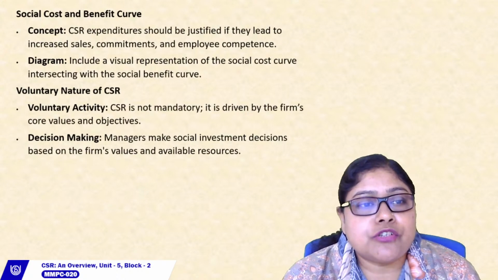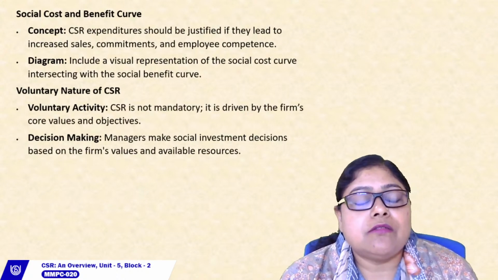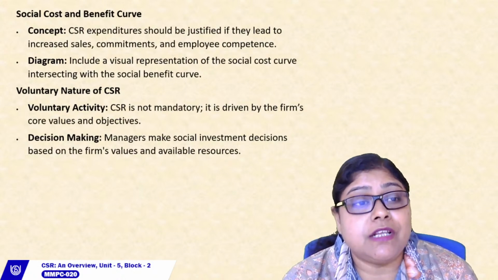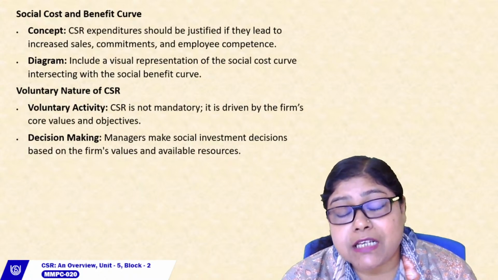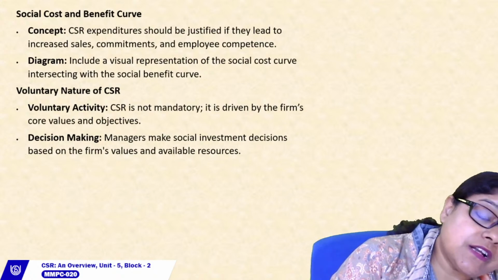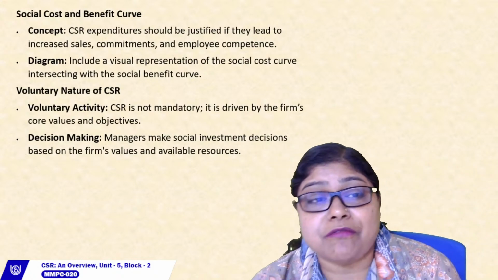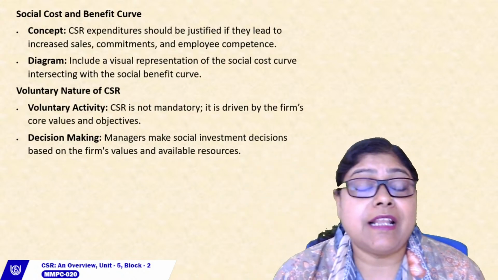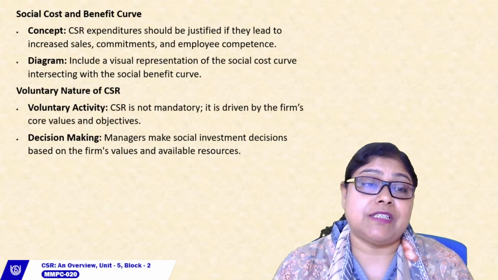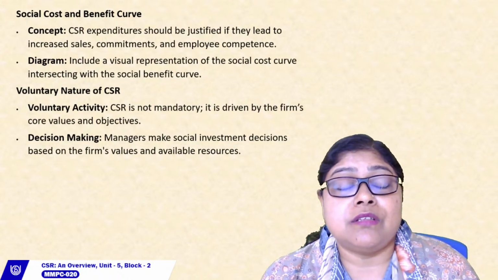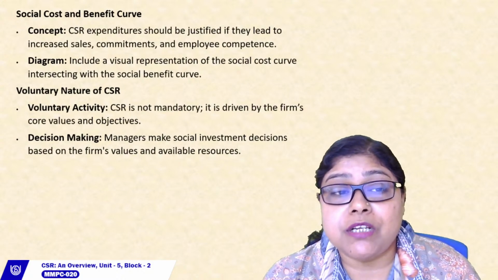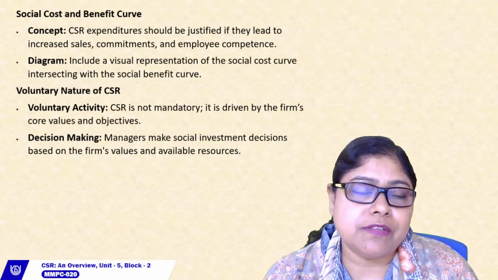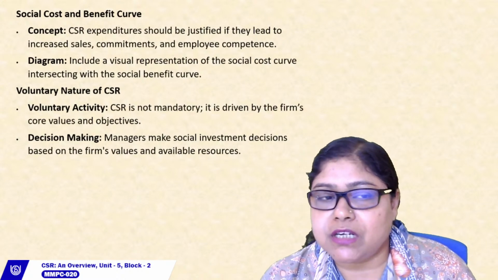Coming to the social cost and the benefit curve. The expenditures associated with CSR activities should be justified if they lead to increased sales. If you are doing a certain activity relating to CSR and it is contributing towards the increase in sales, you have to justify it. The commitments that you are making to the people, you have to justify, and the employee competency that is being created. So when we are talking about it, we are talking about the representation of the social cost curve that is cutting with the social benefit curve.